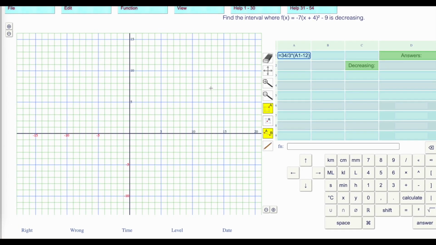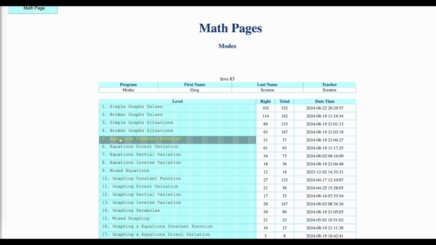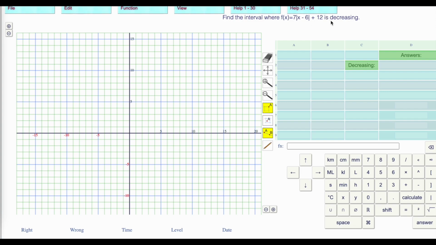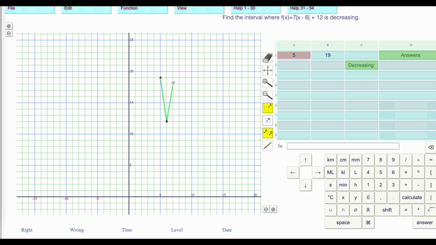That's increasing and decreasing on the parabola, and then very similarly for the absolute value function. Find when this is decreasing. My vertex is (6, 12), like that. It's opening up. It's going to be doing something like this. Okay, let's go and find exactly what it's doing. When x is 6, the y value is 7 times the absolute value of the x take away 6, which gives us 0, plus 12 is 12. At 6, 12. At 5, we're getting 19. At 7, we should also get 19, but it's going to be opening up like that.